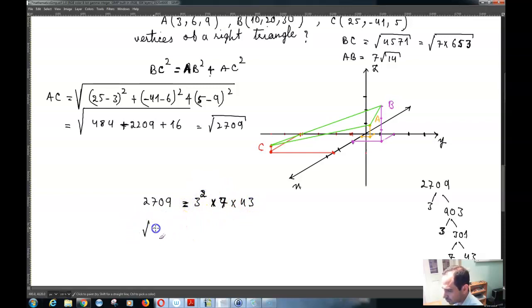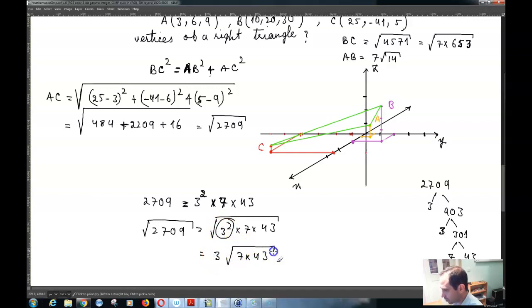Which means that the square root of 2709 is equal to the square root of 3 squared times 7 times 43, which is equal to, I can take this one out, 3 square root of 7 times 43. So this distance over here, AC, is equal to 3 square root of 7 times 43.